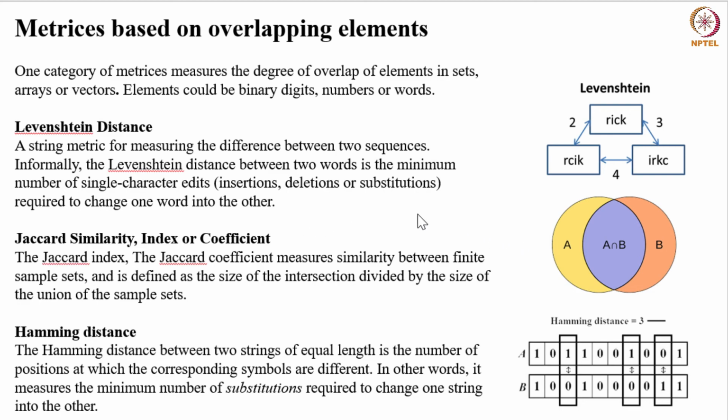Similarly, if the instances are sets, then we have something called the Jaccard index, which measures the similarity between finite sets, and it's defined as the intersection of the two sets divided by the union. The final example is something called Hamming distance, which is a classical distance from information theory. It is very similar, of course, to the Levenshtein distance, but it's defined for binary strings. So the Hamming distance is the number of positions at which the corresponding symbols are different. So it measures the minimum number of substitutions required to make the two strings equivalent.